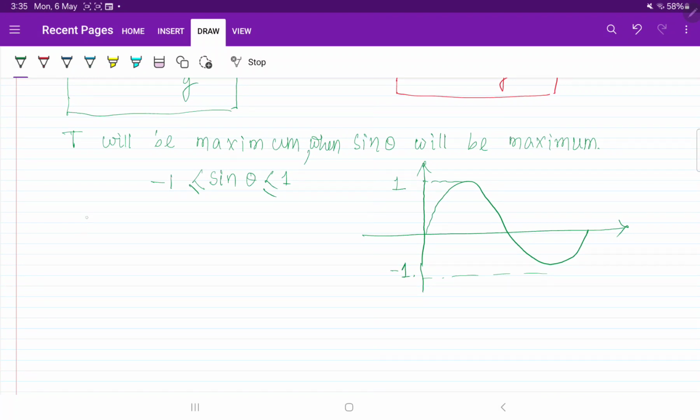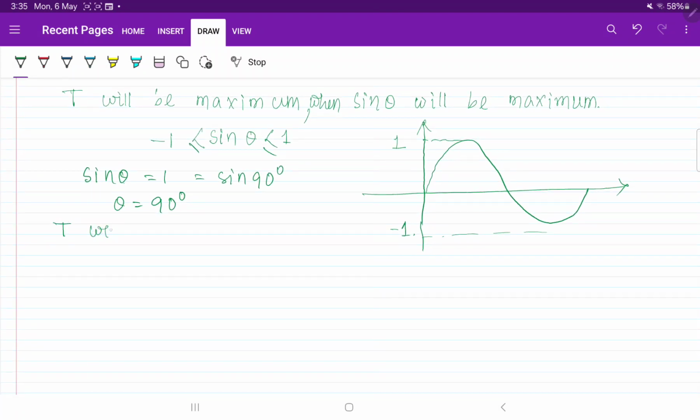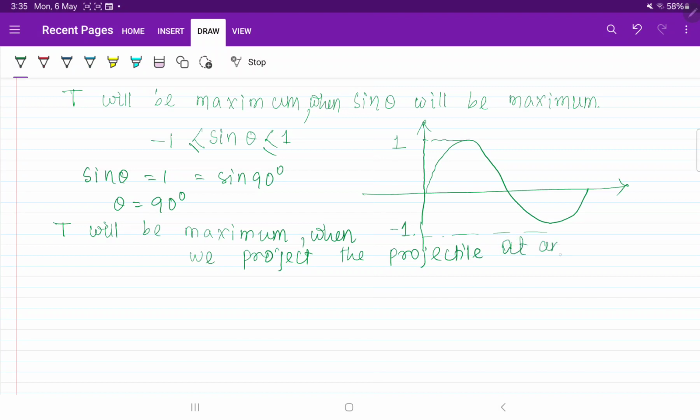Okay, so for the maximum, sin theta will be 1, and sin theta is 1 at sin 90 degree. So comparing this, theta will be 90 degree. So t will be maximum when we project the projectile at an angle theta equal to 90 degree.